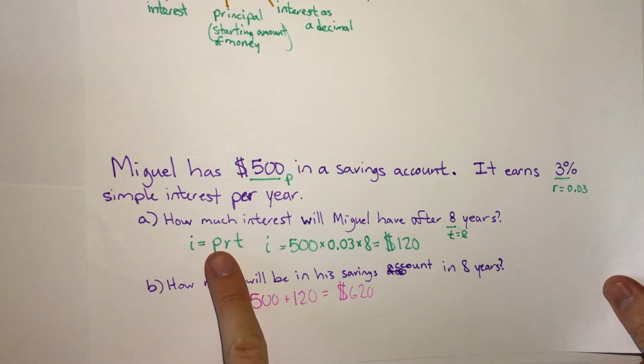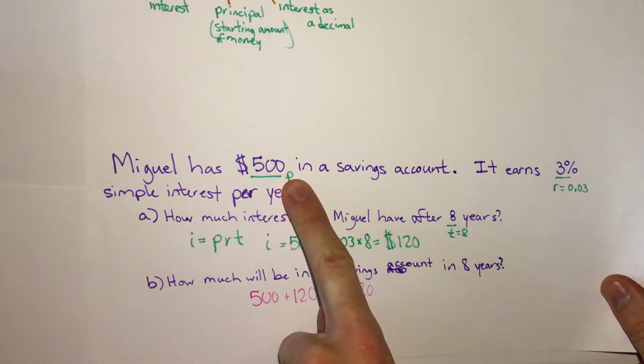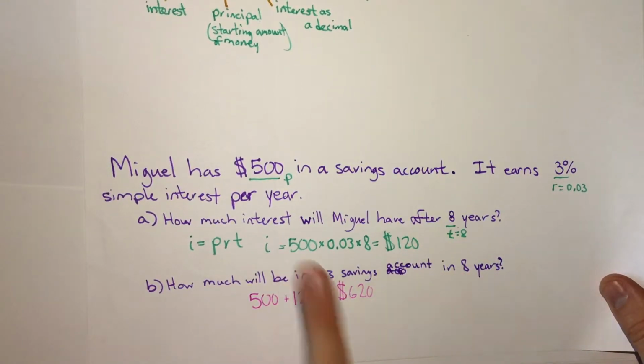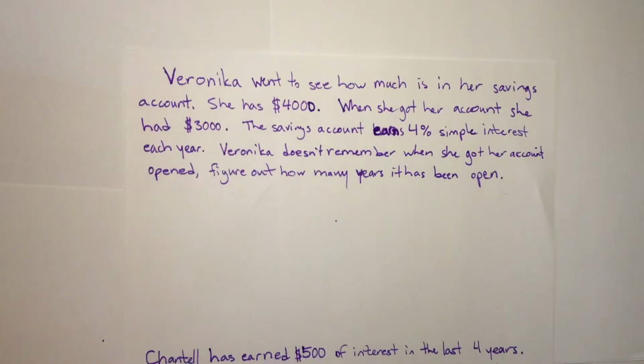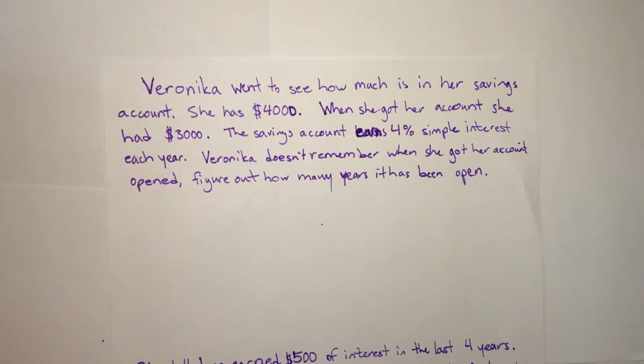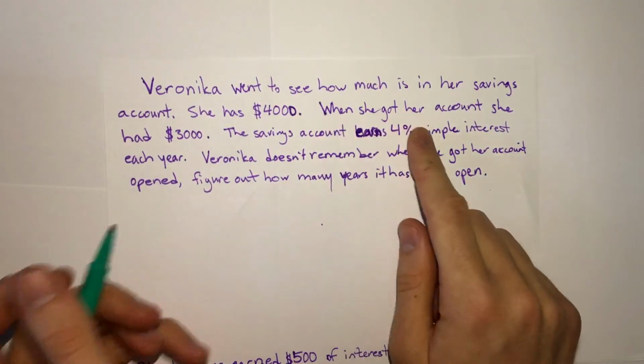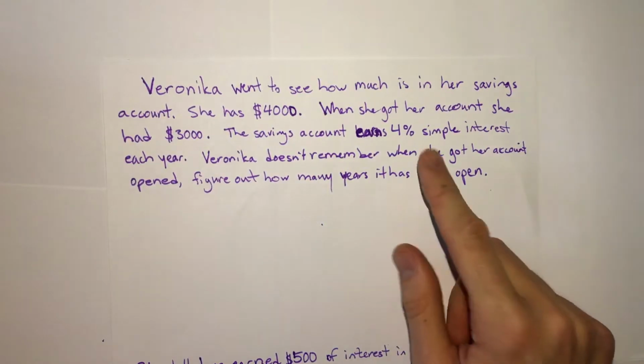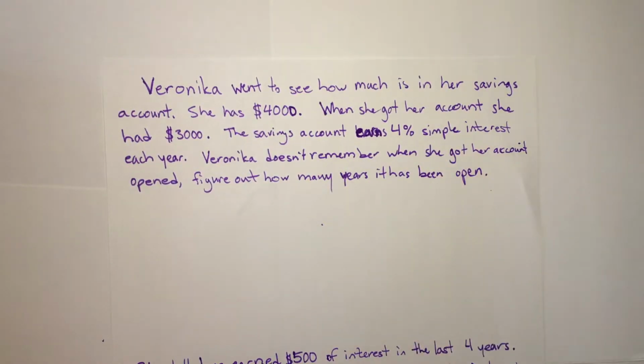So it's a simple matter of figuring out what our starting money is, our interest rate, making it a decimal, and our time, then multiplying those three things together. So let's look at another one. This one says, Veronica went to see how much is in her savings account. She has $4,000. And when she got her account, she had $3,000. The savings account earns 4% simple interest each year, and Veronica doesn't remember when she opened her account. Figure out how many years it's been open.